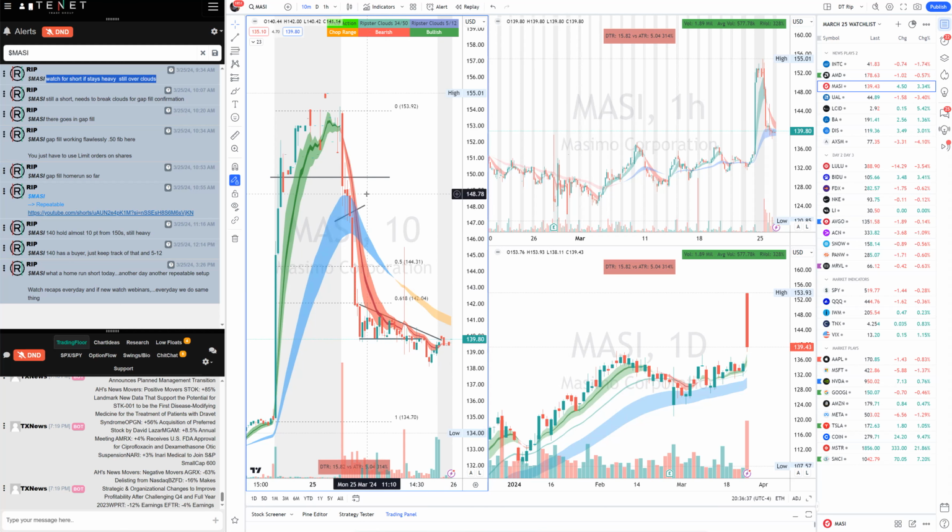If you're $1,000 short, you cover 500 there, 300 there, 200 there, and then you ride some runners all day. I keep saying ride runners all day, ride runners all day. So that was MASI, guys.